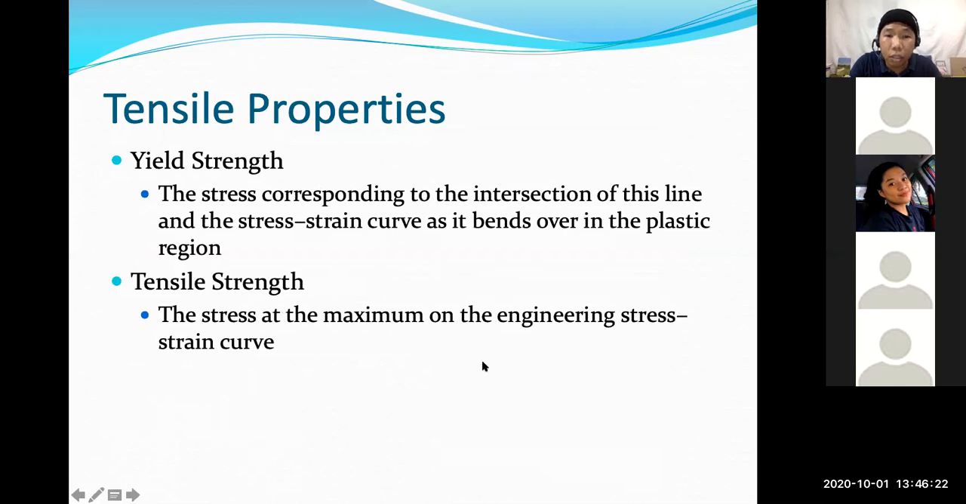Now we have the yield strength, the stress corresponding to the intersection of this line and the stress strain curve as it bends over into the plastic region. And on the other hand, tensile strength is the stress at the maximum on the engineering stress strain curve.